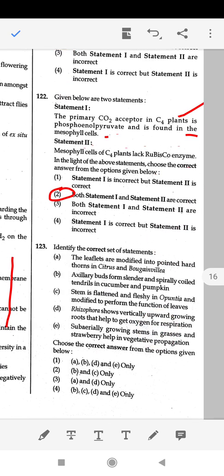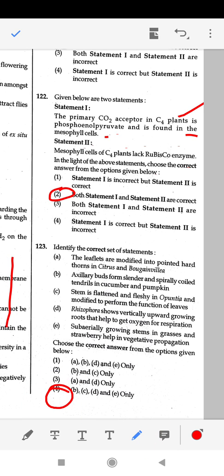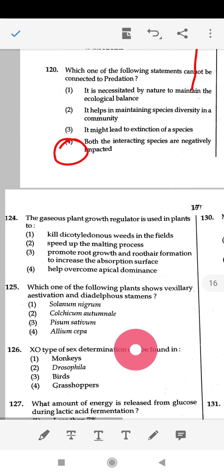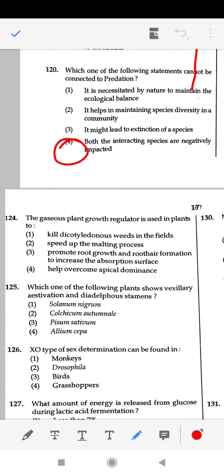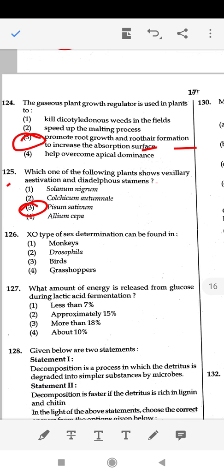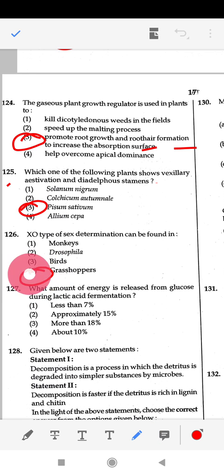Next is identify the correct set of statements. Here comes the right answer: B, C, D, E only. So that is the correct set of combination. Next is gaseous plant growth regulator is used in plants to promote root growth and root hair formation to increase the absorption surface. Next question is which one of the following plant shows vexillary aestivation and diadelphous stamens? That is Pisum sativum. Exotype of sex determination can be found in grasshopper. What amount of energy is released from glucose during lactic acid fermentation? Less than 7%.